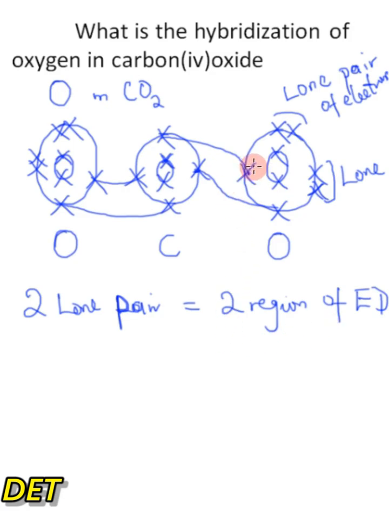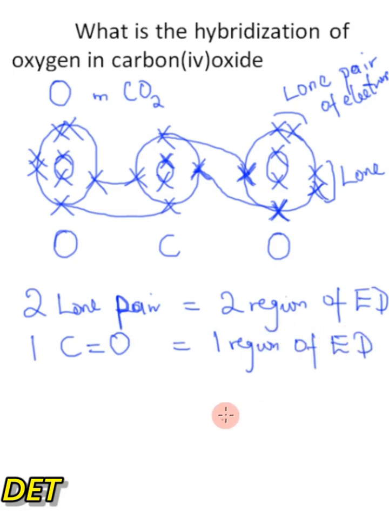Then we have this electron from this oxygen binding with this electron from this carbon, and this electron from this same oxygen binding with an electron from this same carbon to form a double bond, right? So there is one carbon to oxygen double bond, and that is equivalent to one region of what? Electron density.